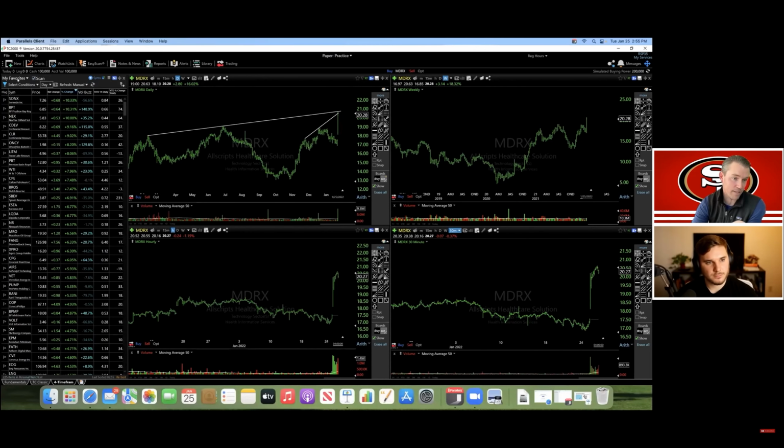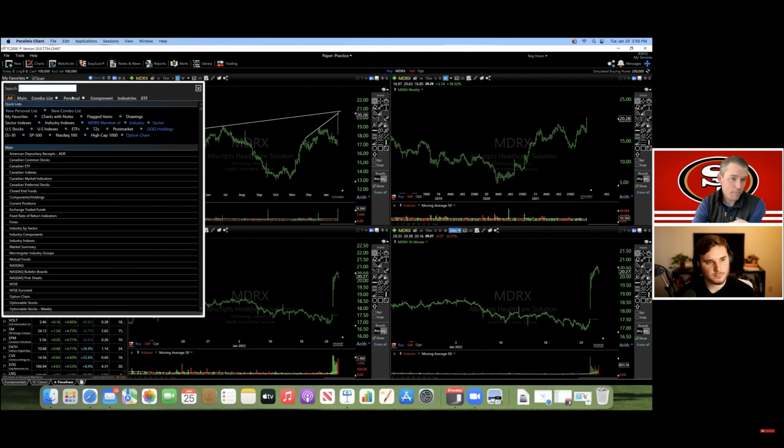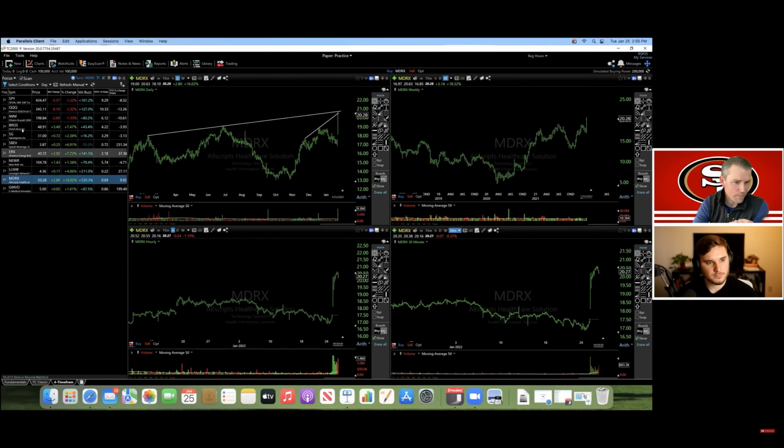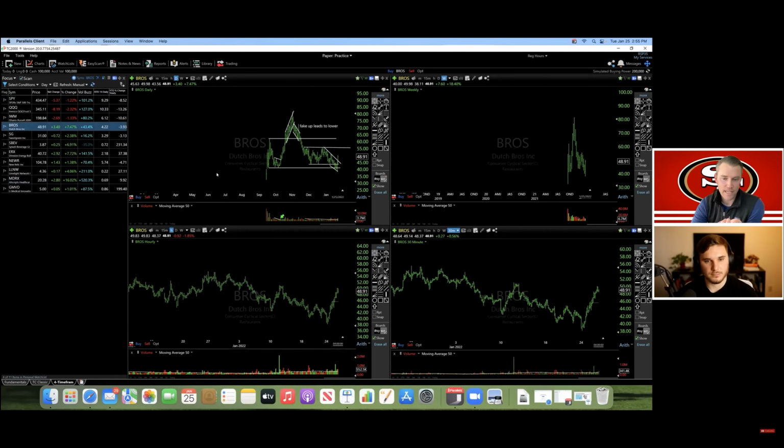And then if there's something that's just about to set up, I'll put it on my focus list, which I don't think I have anything on here. Maybe I have a few. I haven't really cleaned this up, but like BROS, for example, today, this is almost like a head and shoulders pattern. Here's a left shoulder, head. Maybe this is a right shoulder. So this would be the neckline.